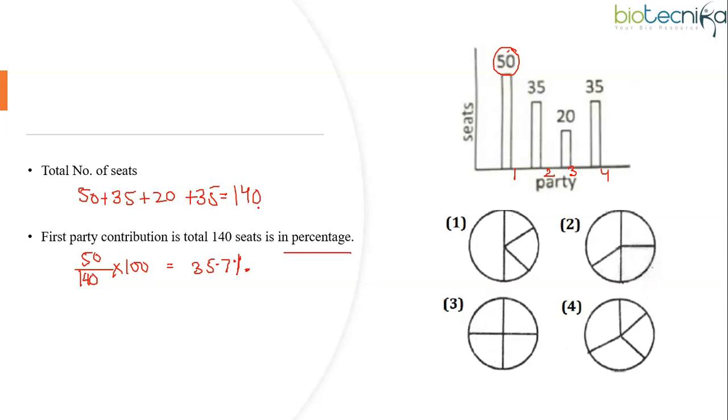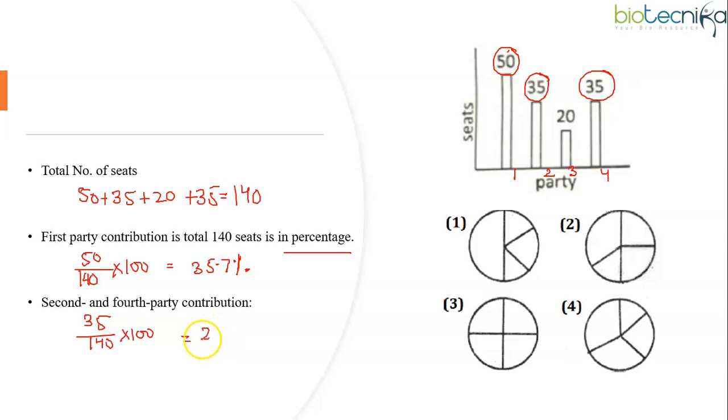Then we'll calculate the contribution of the second party. Also we can see that the seats won by the second and fourth party are the same. So the contribution is 35 by 140 into 100, and this gives 25%. And then we'll calculate the contribution of the third party, which is 20 seats out of 140, and we'll get 14.2%.